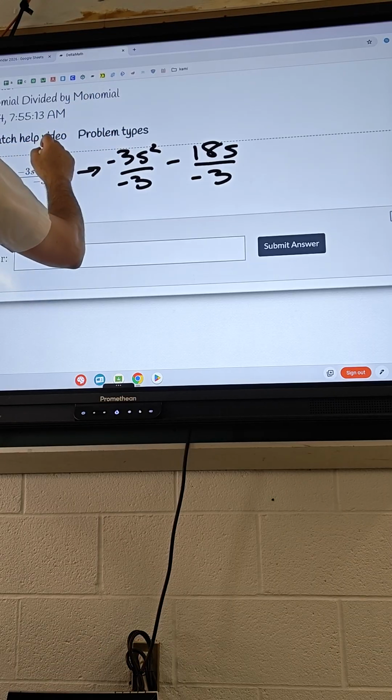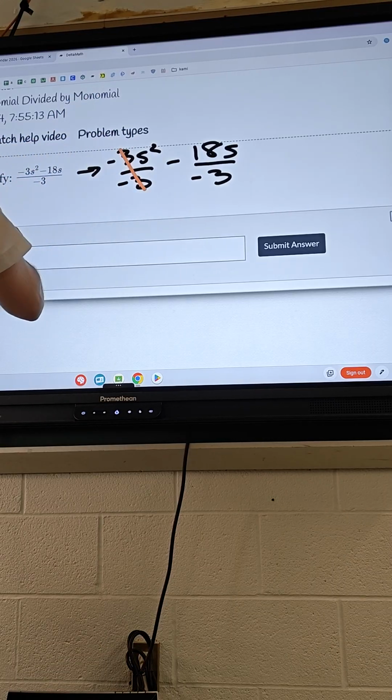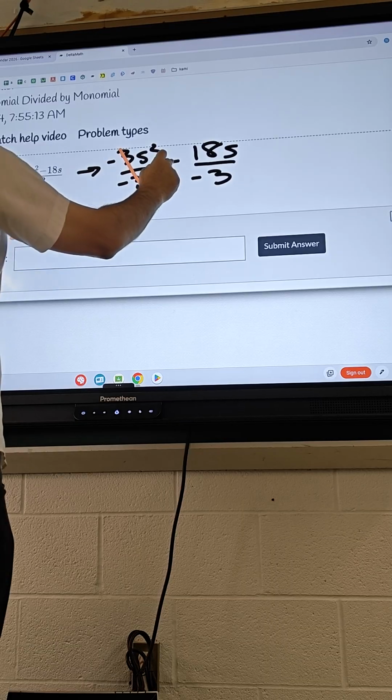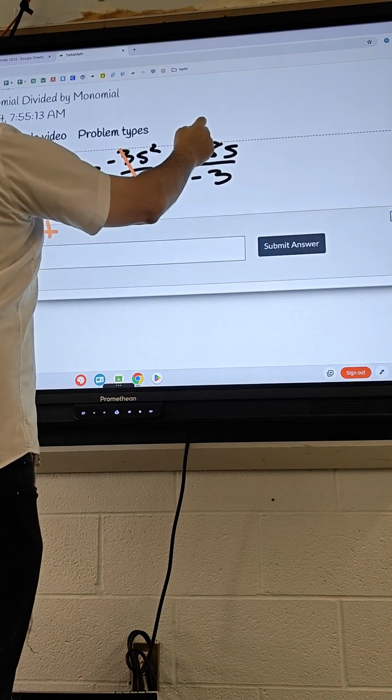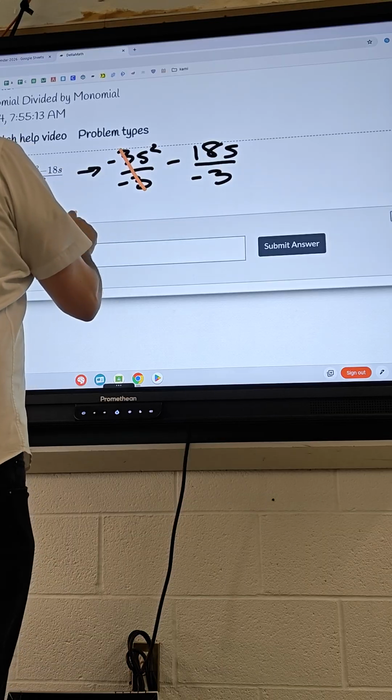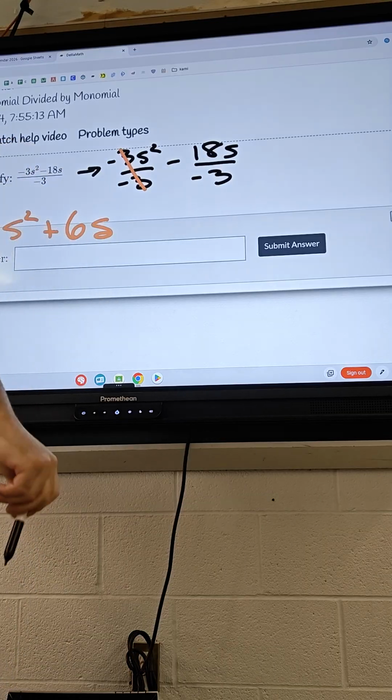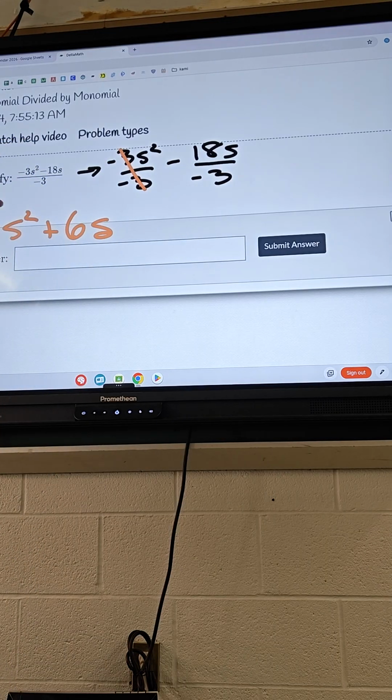So this, the 3's cancel out here, and you're left with s squared. This, just be careful, double negative becomes a positive. 18 over 3 is 6. The s stays on top. And that's it. Now, I don't think they want us to simplify this anymore.